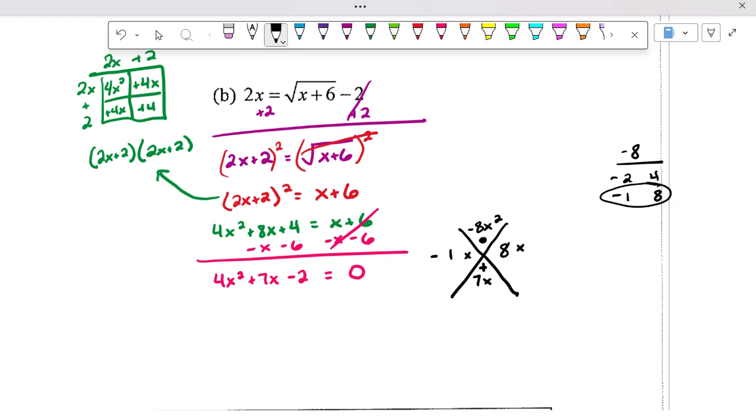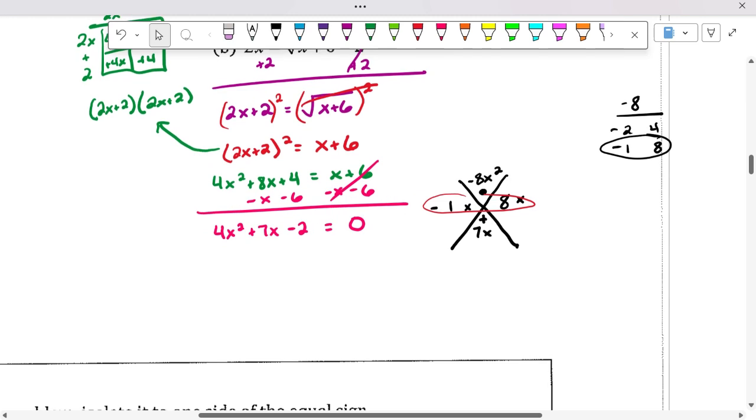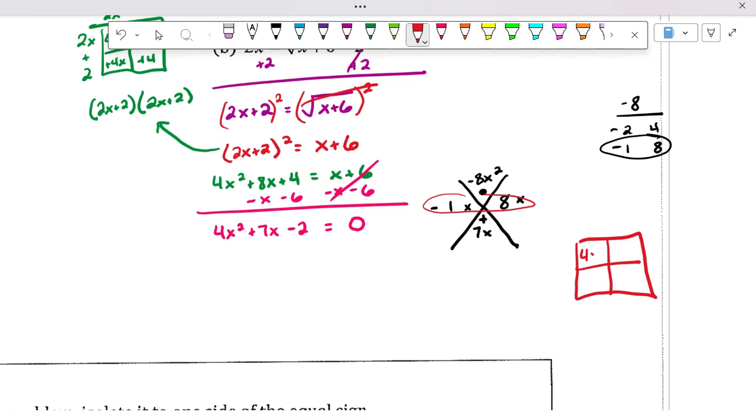Yes. Now, since I did a T method on the last one, I'm going to do a reverse box for this one. So 4x squared, negative 2. And then the other two go here. So negative 1x, 8x. And then we're going to find the GCF of each row and column.